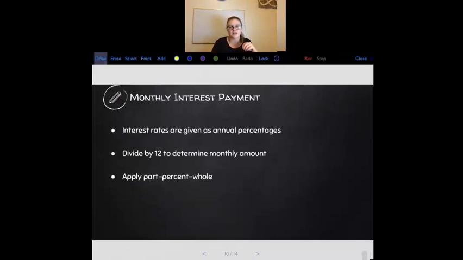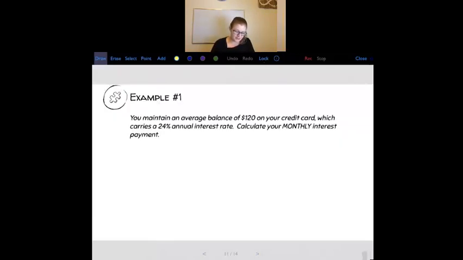So in this part, we're going to talk about monthly interest payments. In the next lesson, I think it's 4B, we'll take a deeper dive into interest. But for now, we'll give our interest in annual percentages. You'll divide by 12 to determine what that would be monthly, and then you'll apply part percent whole in order to calculate monthly interest payments. So the first example is you maintain an average balance of $120 on your credit card, which carries 24% annual interest. Calculate your monthly interest amount.